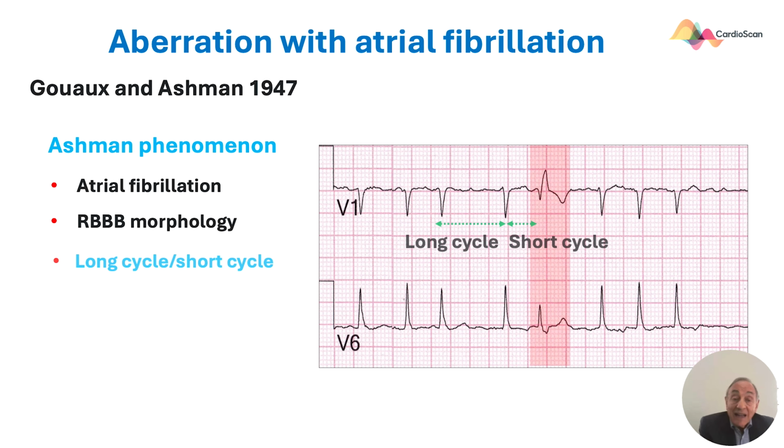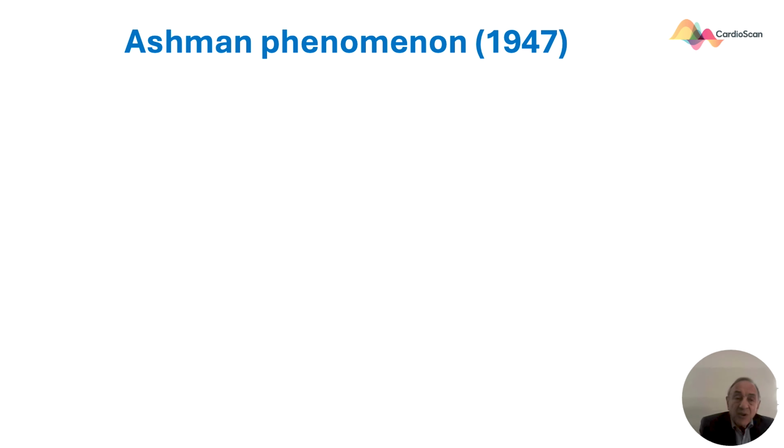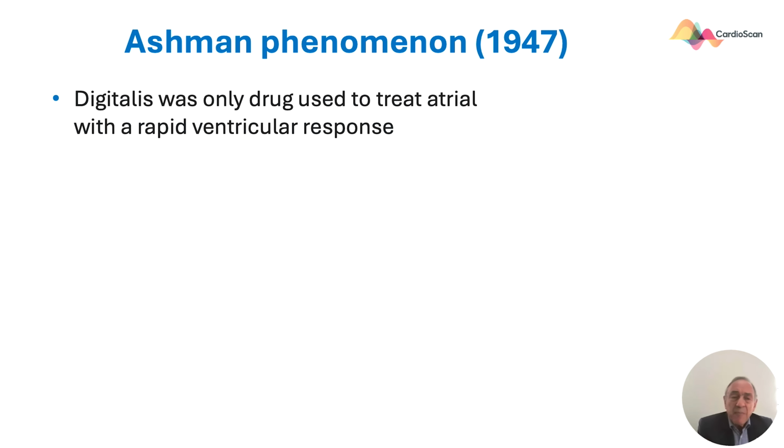The important part is that what they described were the long cycle and short cycles. And you can see that there is a long cycle followed by the short cycle and the aberrant ventricular conduction. And this is what encourages, and we'll see other examples later, this encourages aberrant ventricular conduction. Again, V6 is narrow. So 1947, Ashman phenomenon, why was it important?